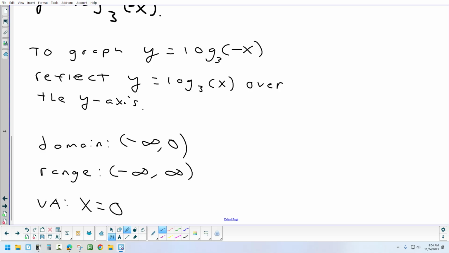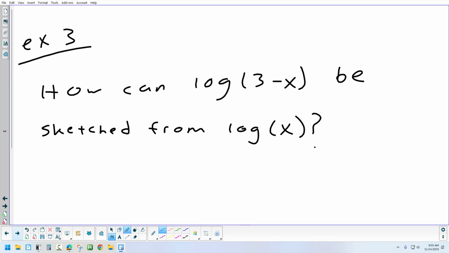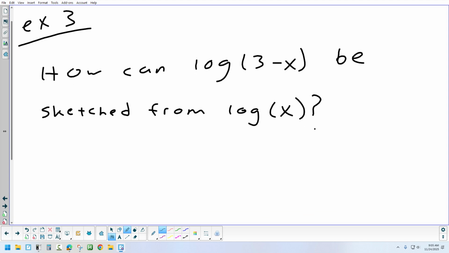Okay, any question on that? All right, let's try this one. Log base 10, there's no base written, of 3 minus x. That's the new graph, and we're sketching that from the graph of log x. Okay. How many transformations does, you know what, actually let's just add something in there too. I added times 4 in front. Okay. How many transformations does this one have now?